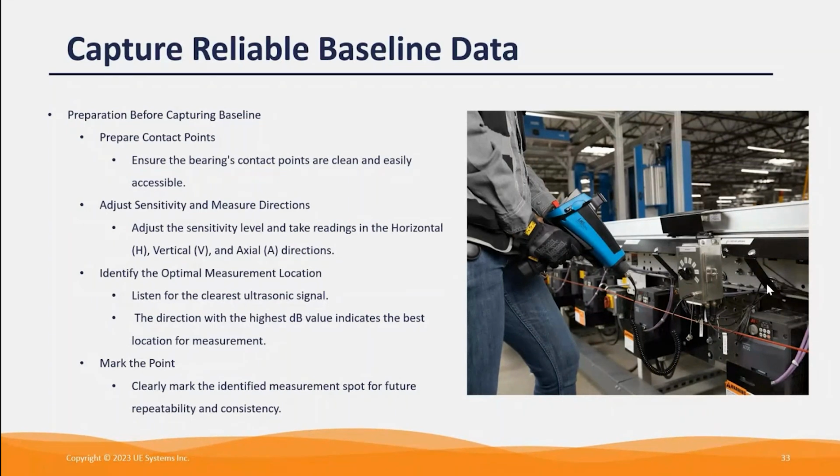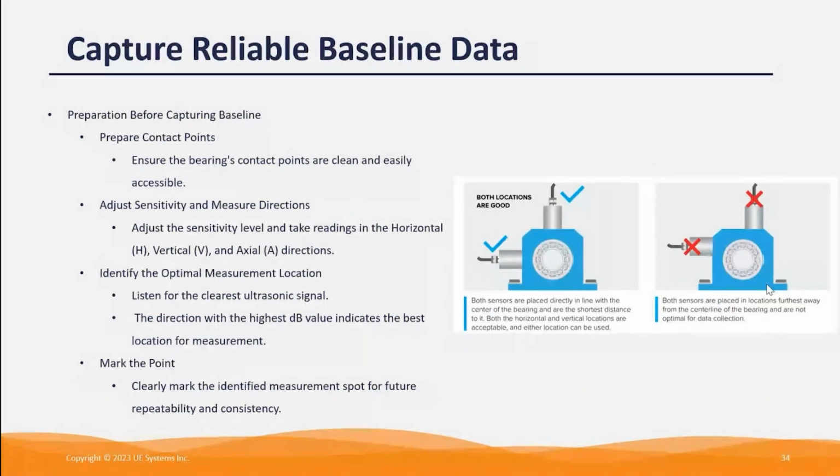compromising safety. Also, when capturing ultrasound data, selecting the optimal measurement location is key to obtaining accurate and repeatable results. The ideal measurement point is typically close to the grease nipple, and also we can get measurement on the bearing housing and provide good signal transmission. However, if the bearing is accessible, you can also measure directly on the bearing body, and here is the recommended process. Adjust the sensitivity of your instrument.